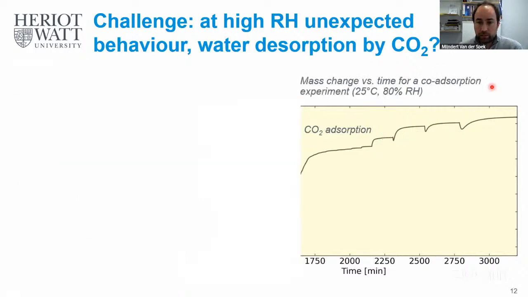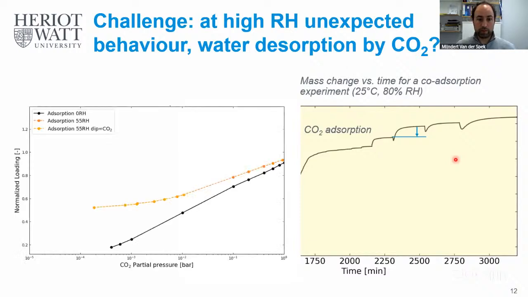So here we have the same dynamic profile. What we normally do in measuring the uptake at a certain partial pressure is we just measure the mass difference between the plateau of the previous step and the plateau of the next step. So you see this blue line here with the blue arrow, and that's how we measure the uptake of CO2 in a humid environment, so in a water saturated material.